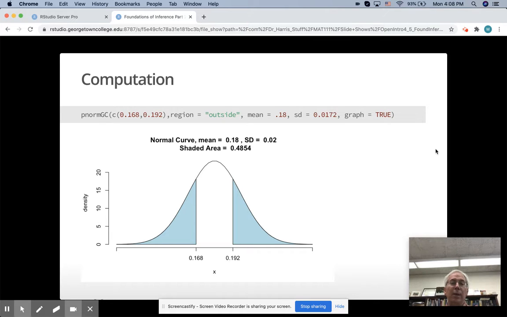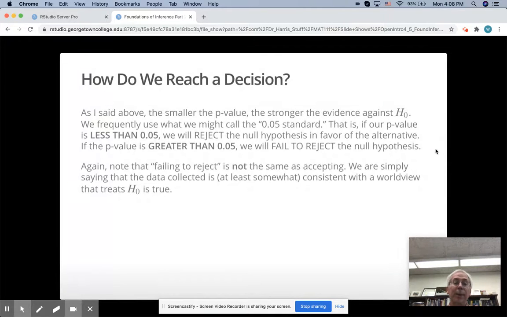We see in our graphic that the shaded region consists of all the outcomes that are below 0.168 or above 0.192. The shaded area in this case is just a shade under 1/2, about 48.5% of the area underneath our normal curve. And so that means that our p-value in this case is 0.4854. That was the probability of landing below 0.168 or above 0.192.